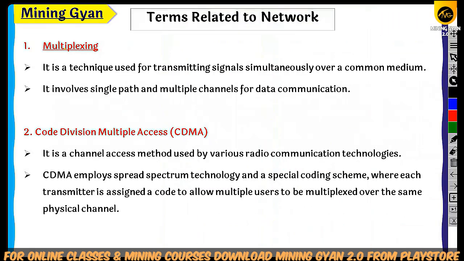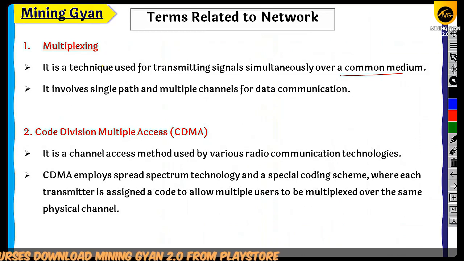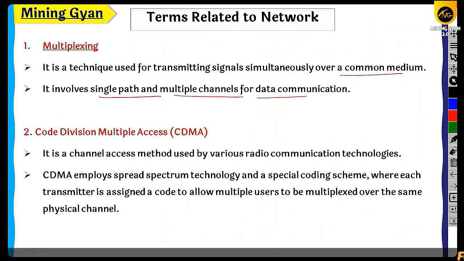So the first one is multiplexing. It is a technique used for transmitting signals simultaneously over a common medium. If there is a common medium and we transmit different signals at the same time, that is called multiplexing. Multiplexing means signals are transmitted from one end to another at the same time. It involves a single path and multiple channels for data communication.